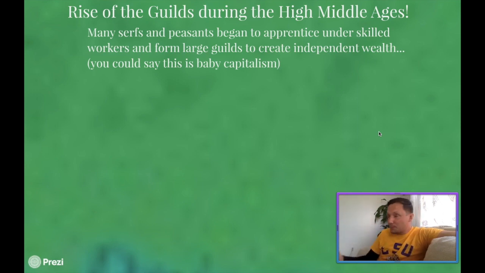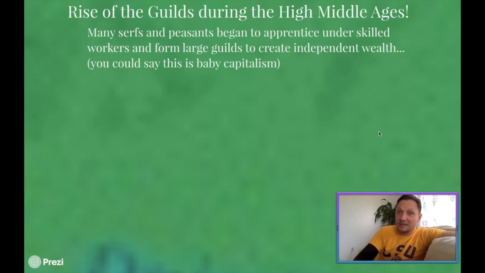So they began to apprentice under skilled workers and form these big groups, these large guilds, to stop from competing with each other. Why? You can say this is baby capitalism. It actually shares more essence with like socialism a little bit, because they began to come together, right?